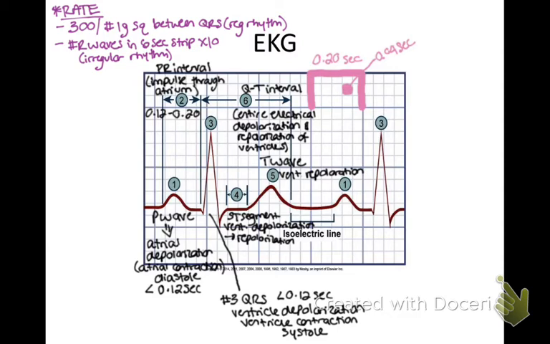If you have an irregular rhythm, like what we're going to talk about, AFib, then you just count the tips. Count the QRSs. That's going to give you an estimate number.